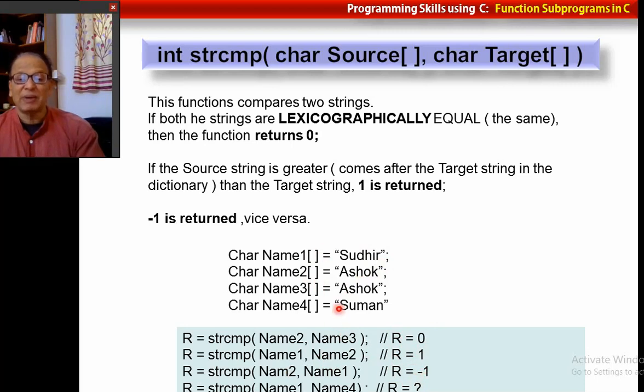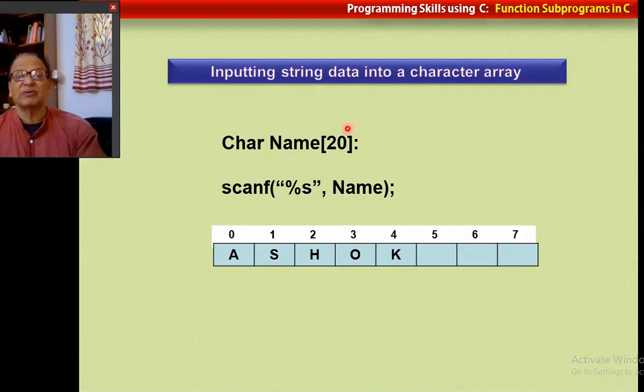And the last one, name and name4. Now, as you see in this case, SU is the same, but here it is SUD and SUM. Therefore, which comes afterwards in the dictionary? Naturally, Suman comes after Sudhir. So I'm going to compare Sudhir with Suman. Therefore, what is the value you are going to expect? This comes earlier, this comes later. Naturally, it is going to give you -1. So this is a very important function. We will be using it very soon.